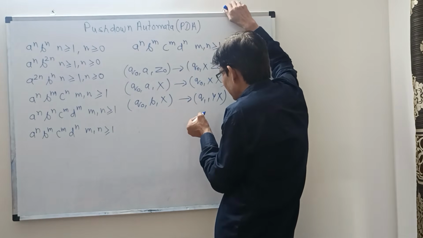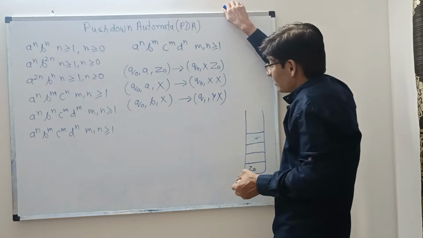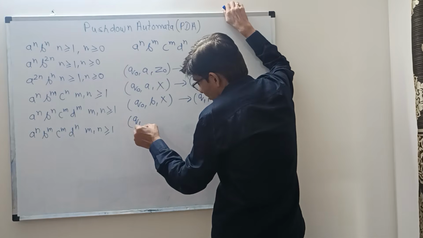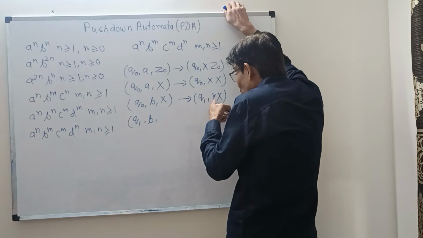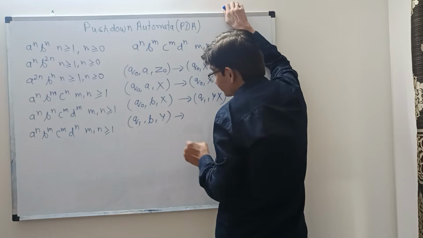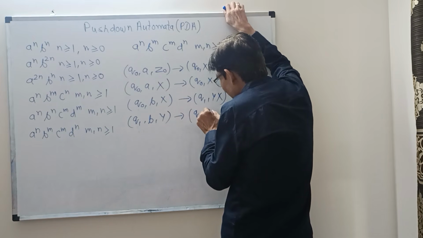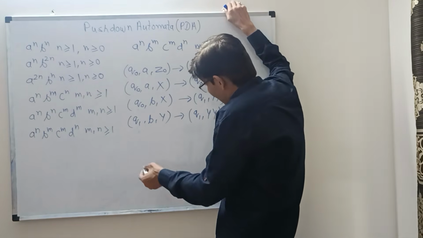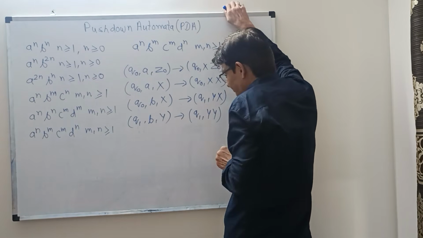Now, after reading the first B, we have changed our state to Q1, and in Q1 we can get another B. So on Q1 you will get B, but this time Y would be the stack top for a valid string. Then you can stay in Q1 and put one more Y into the stack. So you can read any number of B's from this rule.